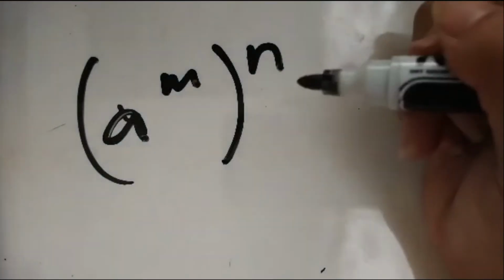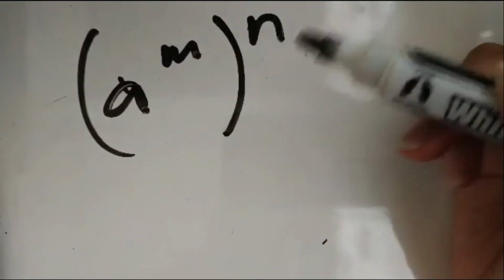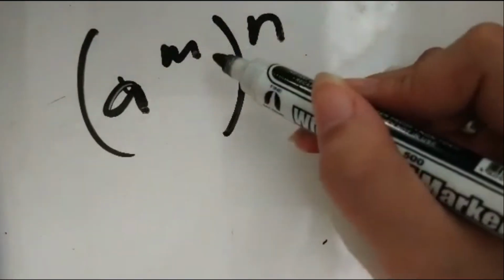When we have a power raised to another power, the shortcut rule would be to multiply them. A to the power of m times n. Next rule.